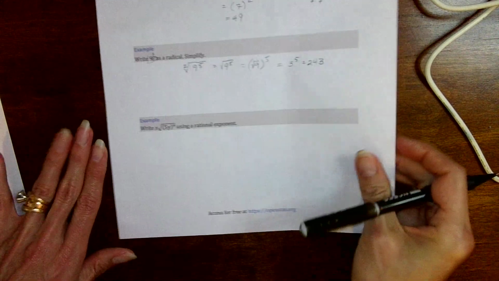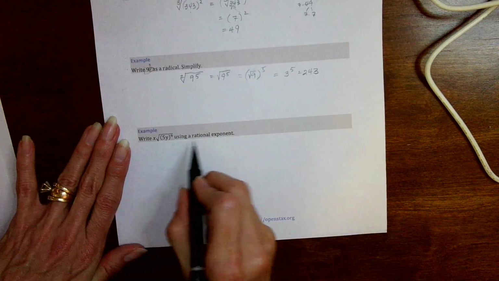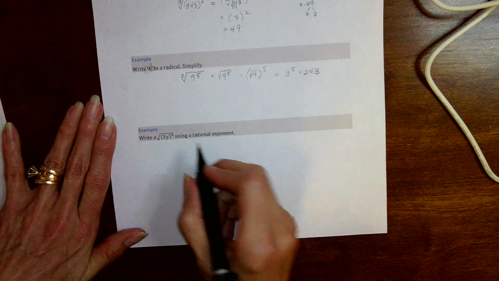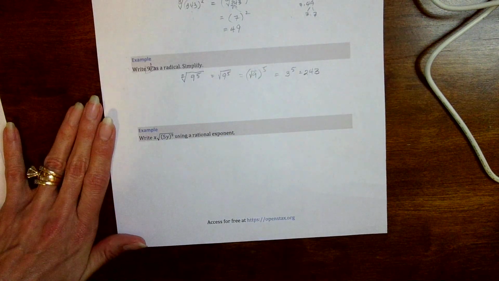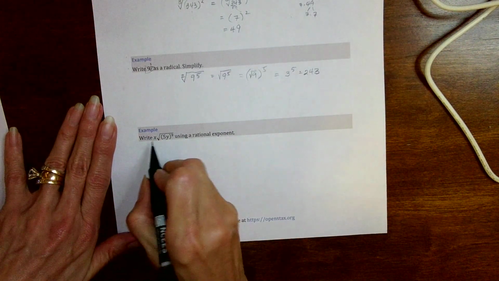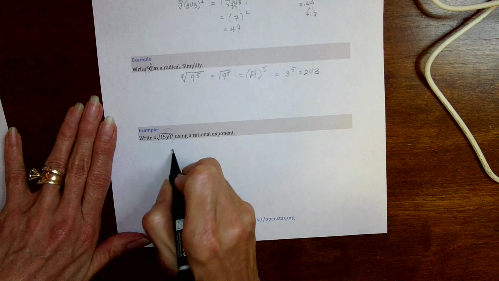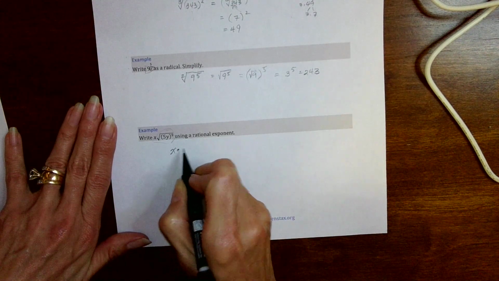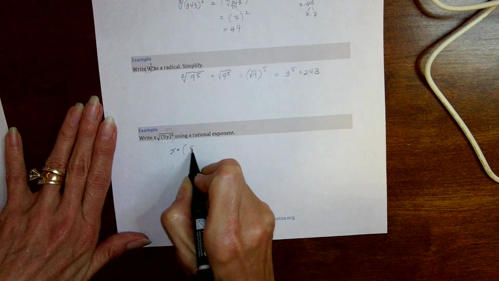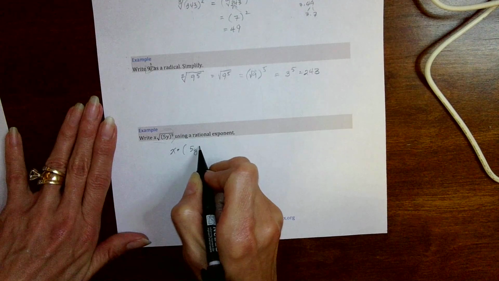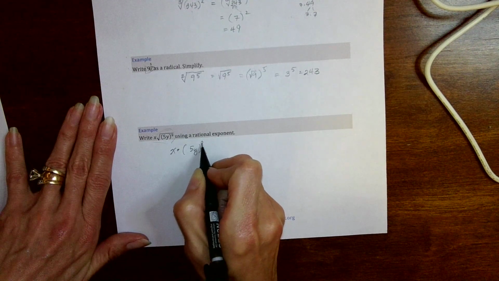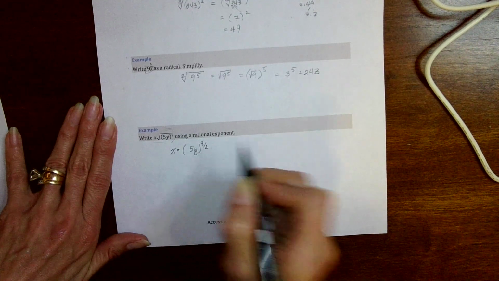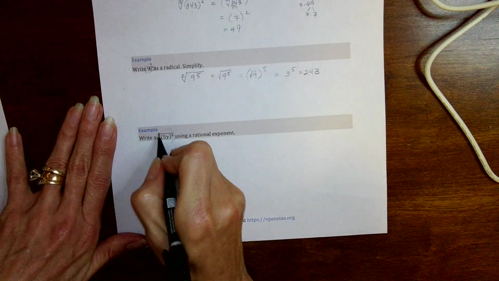Okay, last one, and then we're done with this section. Let's write this guy using a rational exponent. So the x is times all this mess, so it's x times 5y to the 9th, divided by 2, because remember the square root is really a 2.